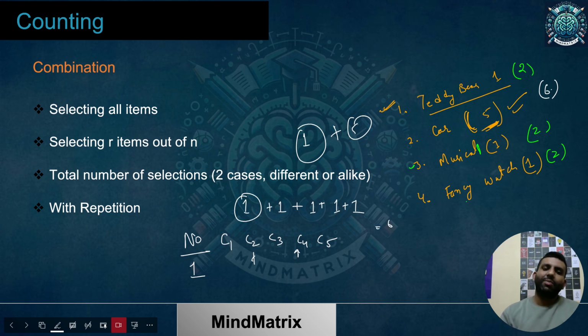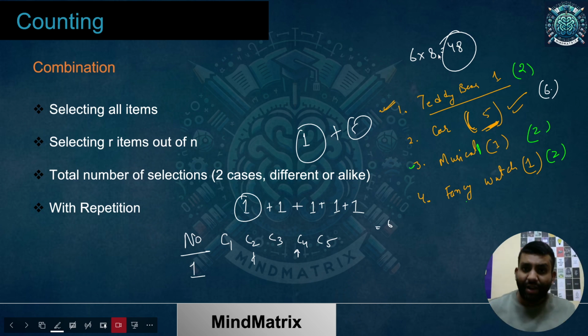So if I just multiply, I'll get the answer over here, and the answer is going to be 6 into 8, which is 48. Okay, that is when we need to pick the toys, and the number was not fixed, how many I want. If the number is fixed, you can just create cases based on that.